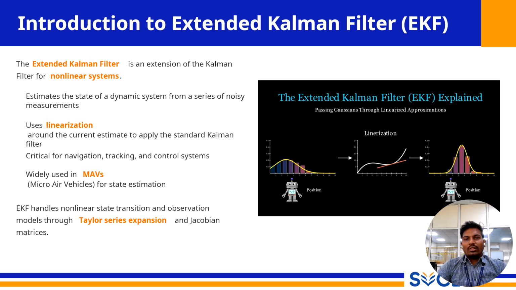Mathematically, the EKF handles the nonlinear state transition and observation models through Taylor series expansion and Jacobian matrices. The first order Taylor series is the tool used to create the linear approximation, and the Jacobian matrix is the result of this process. This technique is not just an academic exercise, it is absolutely critical for navigation, tracking, and control systems. In fact, the EKF is widely used in MAVs, micro air vehicles, for state estimation.